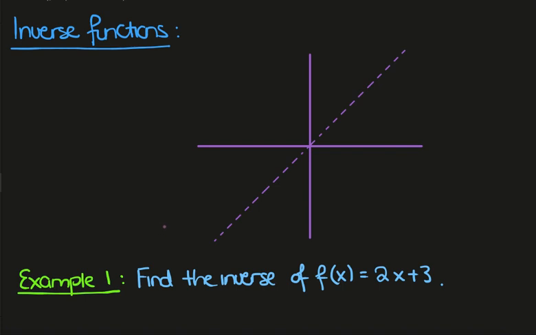So in today's video, we want to look at finding inverse functions. So what is an inverse function? An inverse function to a function f is another function which we denote by f to the negative 1, such that when you compose these functions, you get the identity function, which is x.